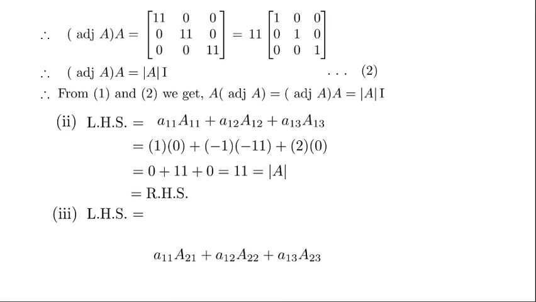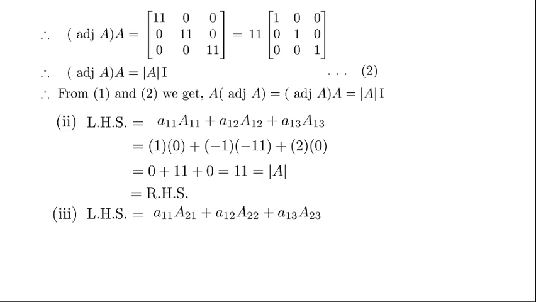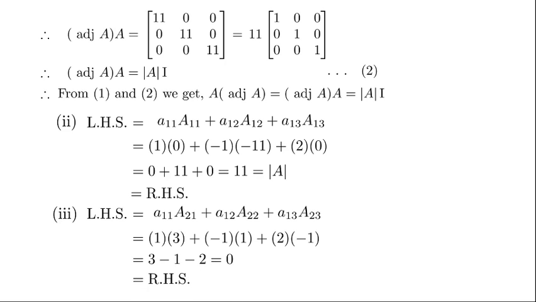And the third one is that here we have taken the sum of the products of elements of one row into the corresponding cofactors of some other row. And that is what we get: 1 into 3 minus 1 into 1 into 2 into minus 1, and that works out to be 0, that is RHS.